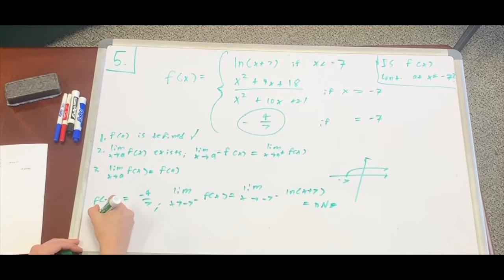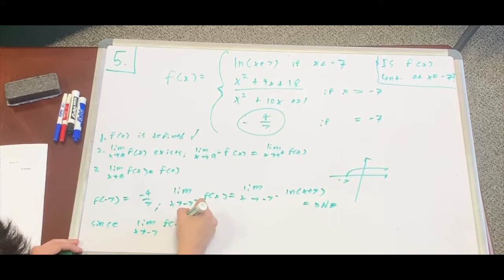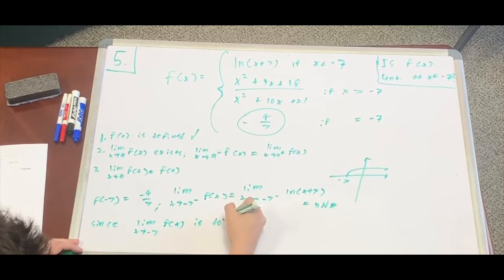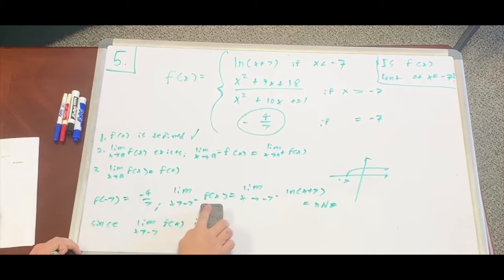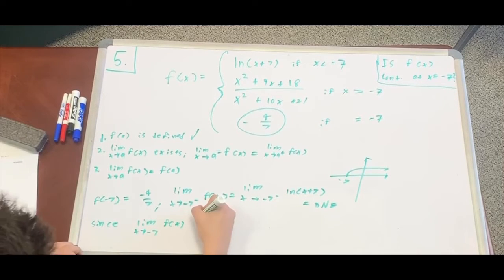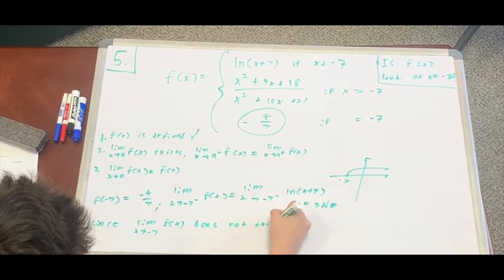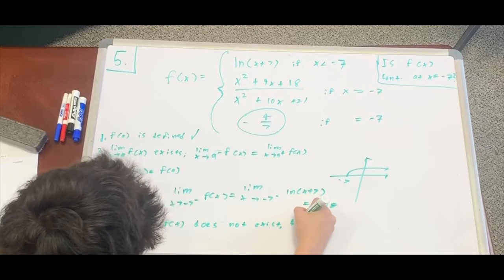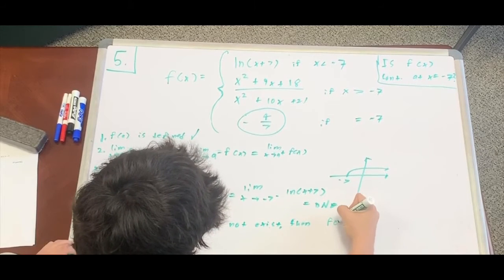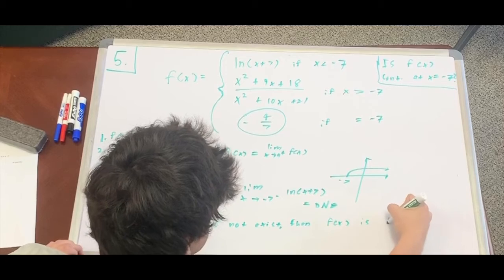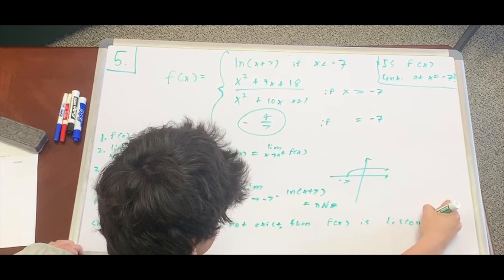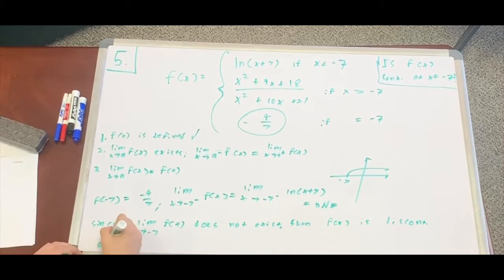So we can say since the limit as x approaches -7 of f of x does not exist, then f of x is discontinuous at x equals -7. Alright.